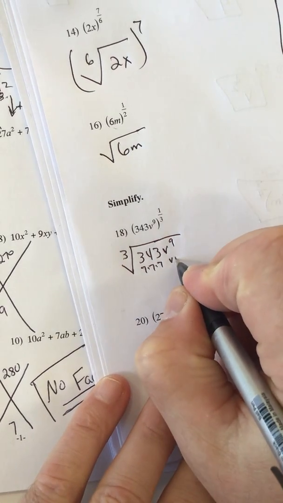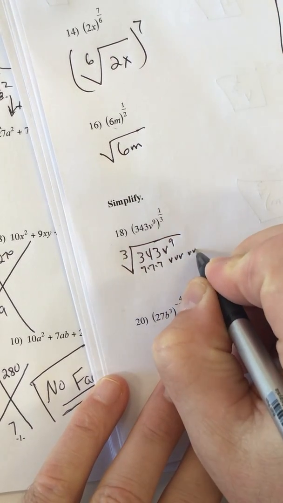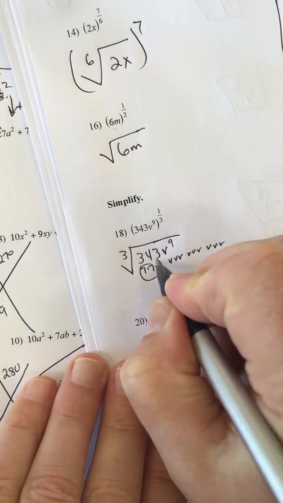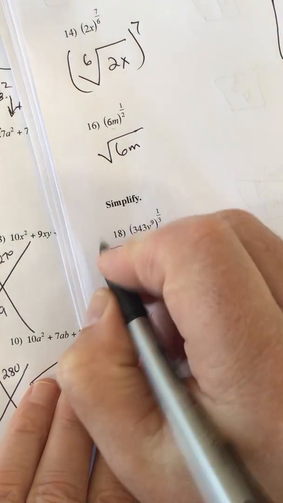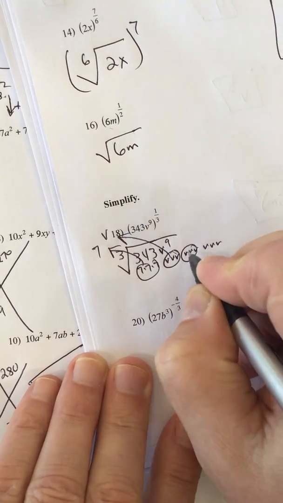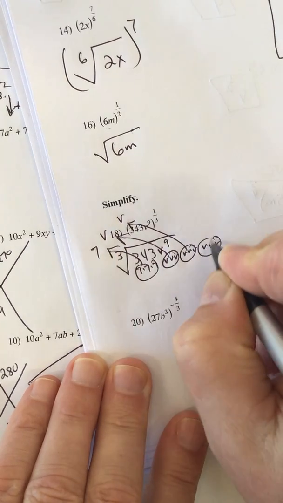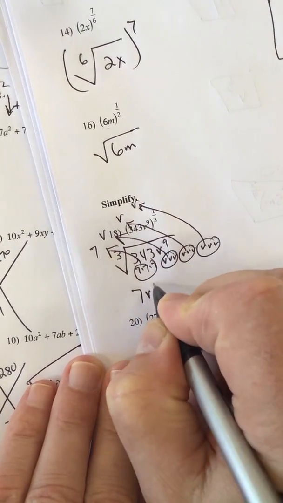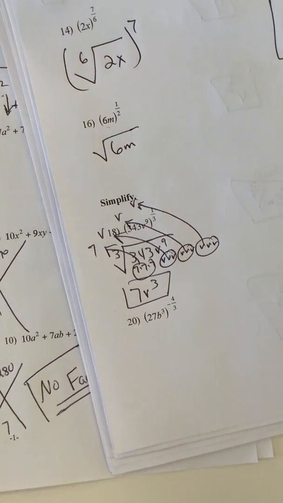And then v as one package, v as another package, v. There's the 9 v's. See, that can come out as a 7. That package, that group of 3 can come out as a v. Theirs comes out as another v, and that one comes out as another v. So they all came out. So I have 7v to the third all on the outside.